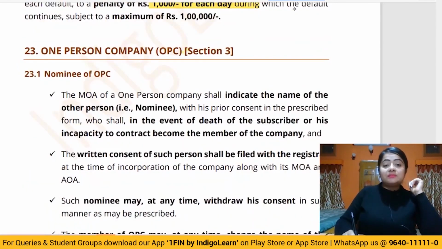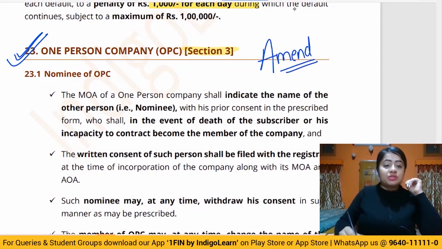Next up, we are seeing one person company, which is covered in section number 3. This is the most important section from the perspective of your examination. It has a lot of amendments which might be useful in your examination, right?